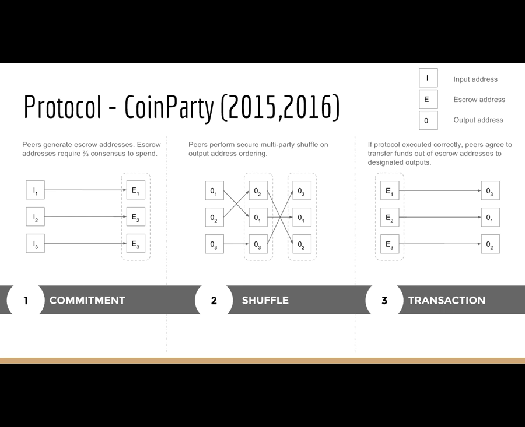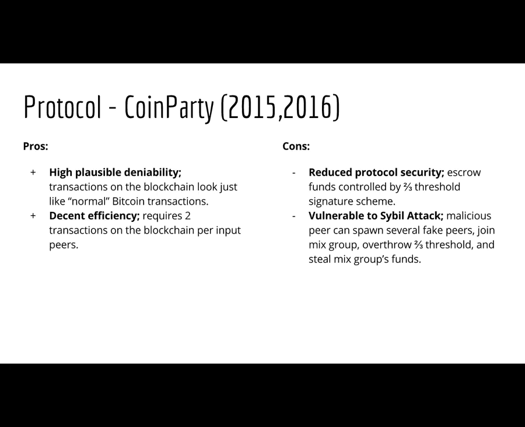And if you do this in a particular way using secure multi-party computation, you get an algorithm that generates an output, the person you're supposed to send your funds to, without any of the other people knowing what your output was. So that's pretty cool. Some cool crypto magic. So it gives us good plausible deniability. It's decent efficiency because it only requires 2 transactions per input per round. The big downside though is the Sybil attack vulnerability and the reduced protocol security.